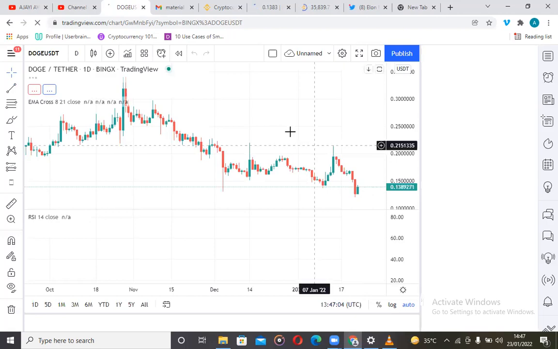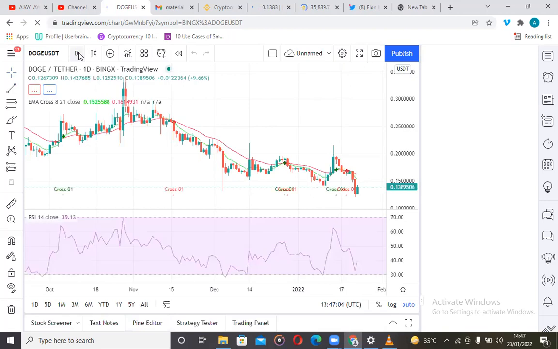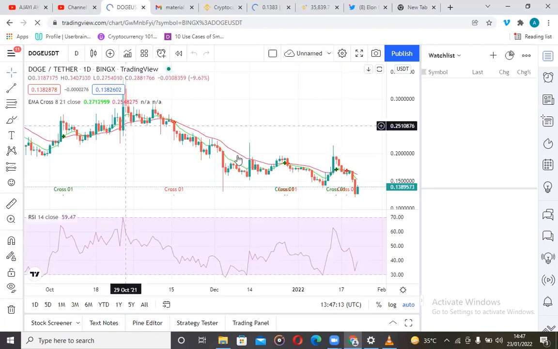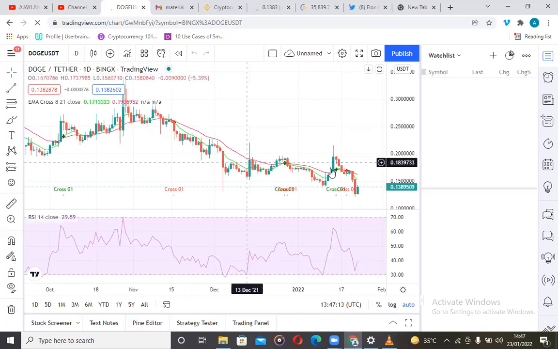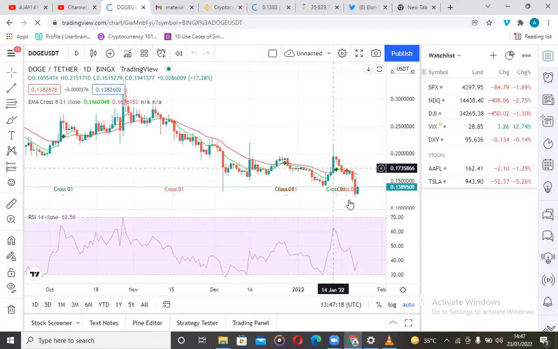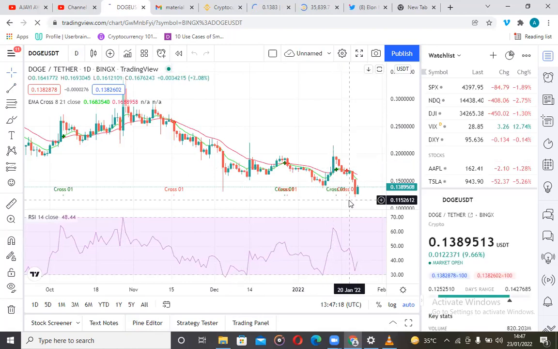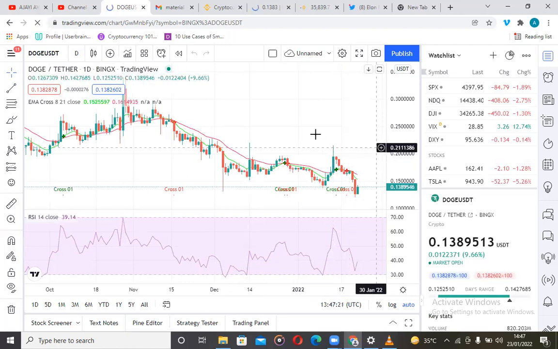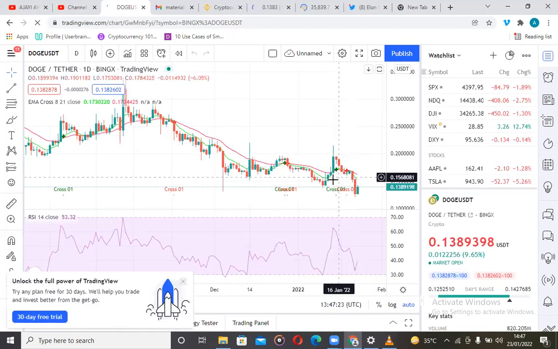Now, this is the day candlestick, right? It shows that all these candlesticks you are seeing form for a day. So you can see on January 12th.